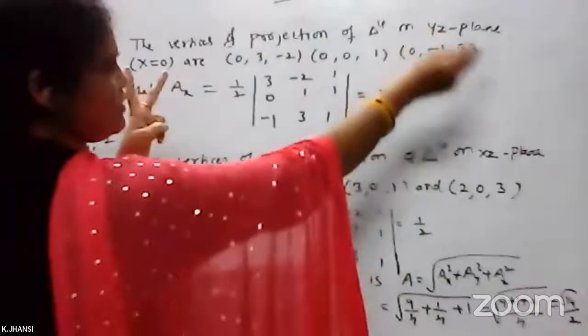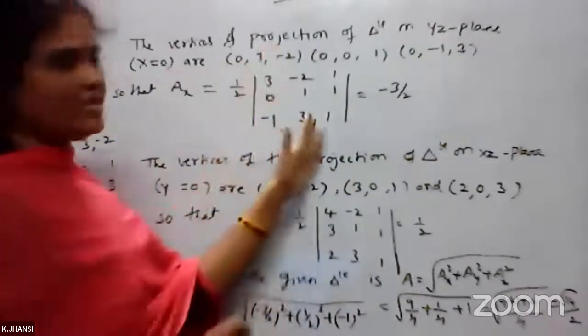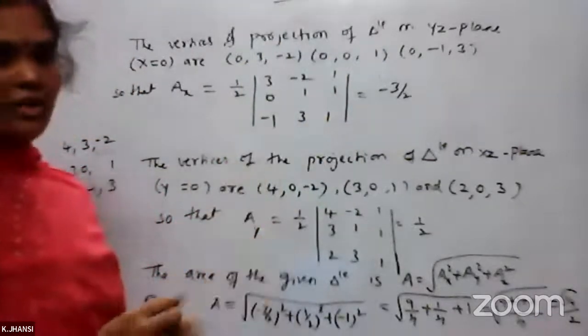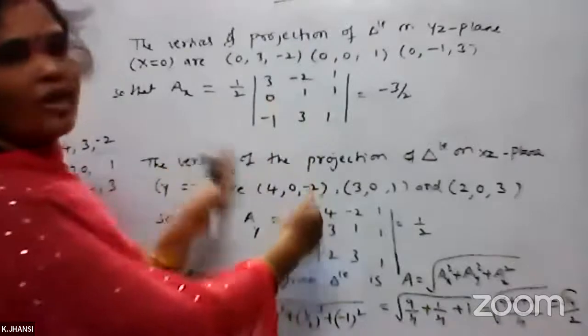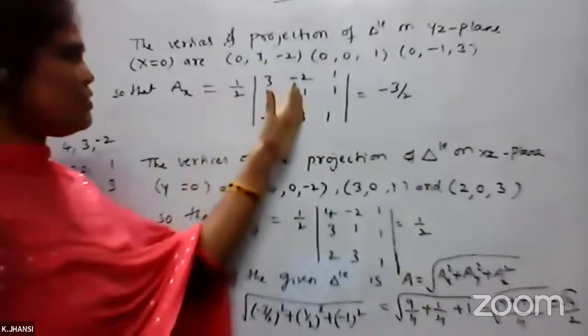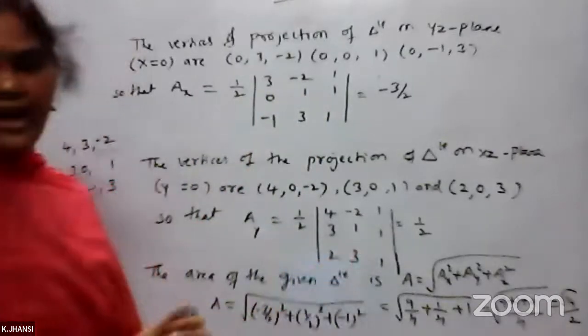Whenever the case is yz, the x values are 0 here, so we are writing only y and z. And whatever the constant values are there, they are 1, 1, 1 we are taking. So this is the formula we have for finding the area of the triangle when 3 vertices are given. Just substitute the values in that one, and at last you find the area of the given triangle.